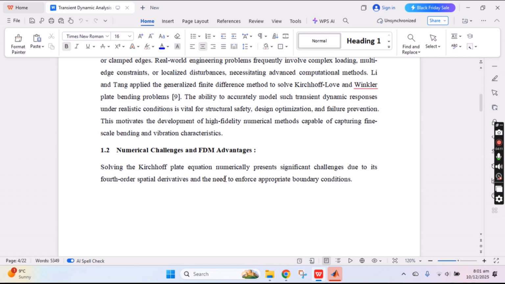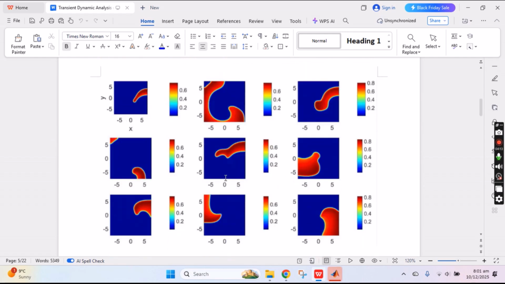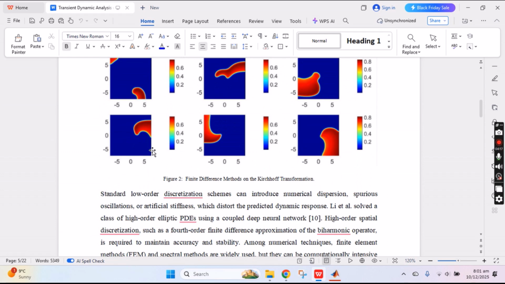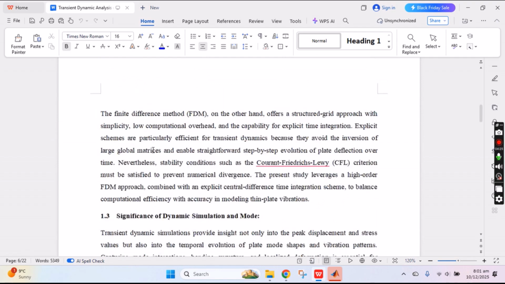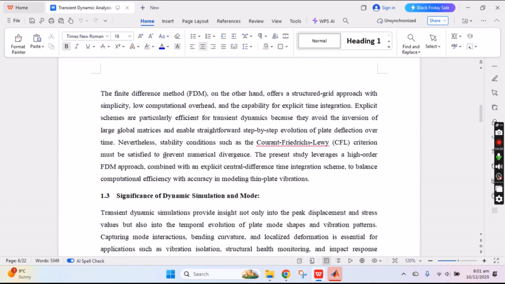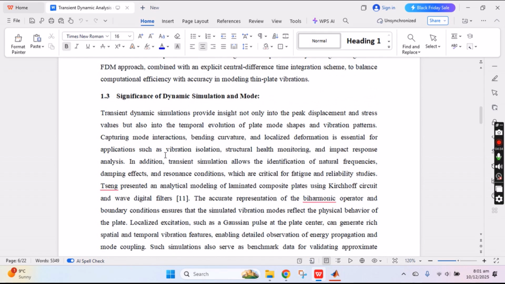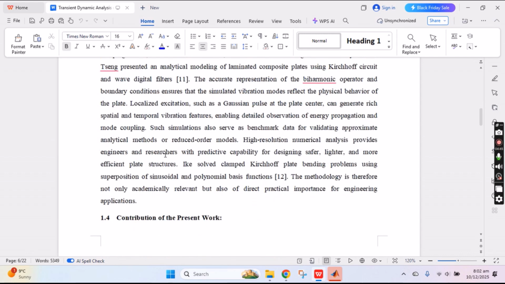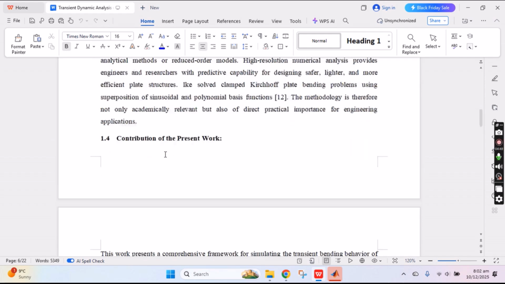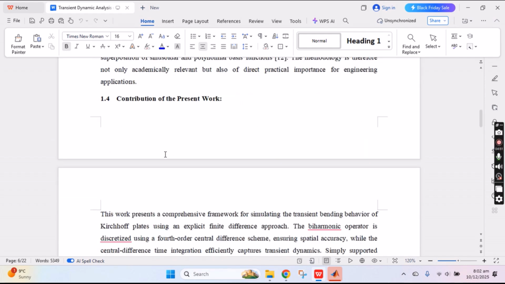So here are the numerical challenges with the FDM advantages as well. Here is a figure which contains the finite difference method in Kirchhoff's transformation, and these are the numerical settings with the table defined. Here is the significance of dynamic simulation with the mode of transient dynamic simulations, which provide us the complete solution of clamped Kirchhoff-Love plate bending problems using the superposition of sinusoidal and polynomial basis functions.